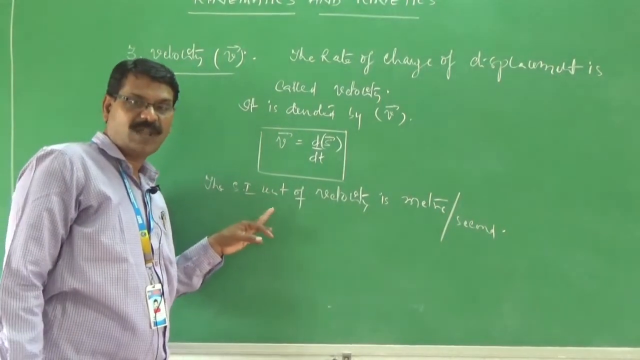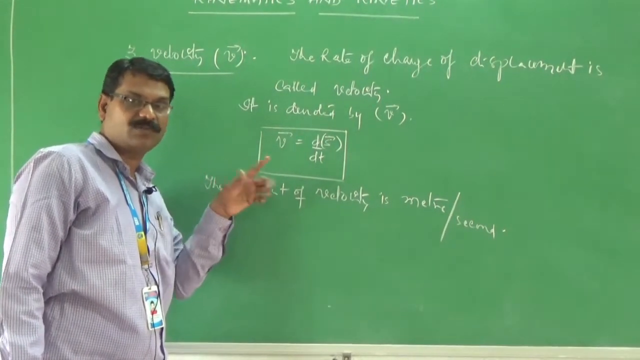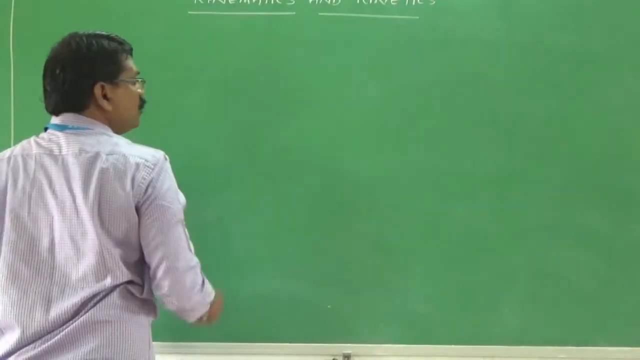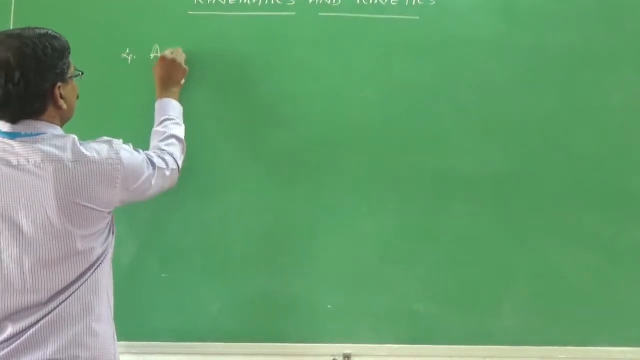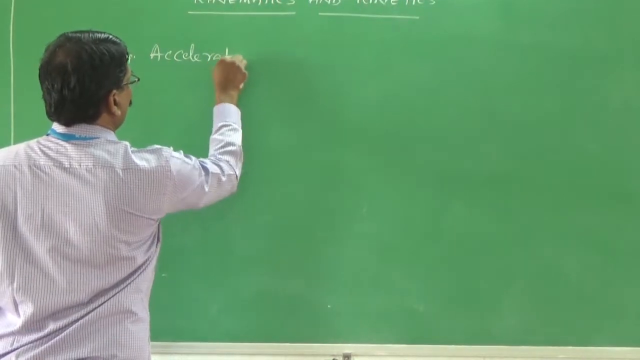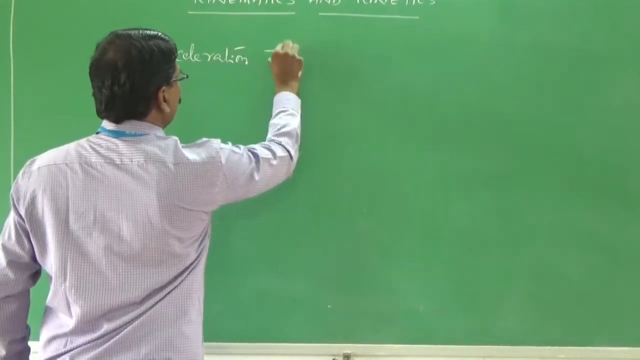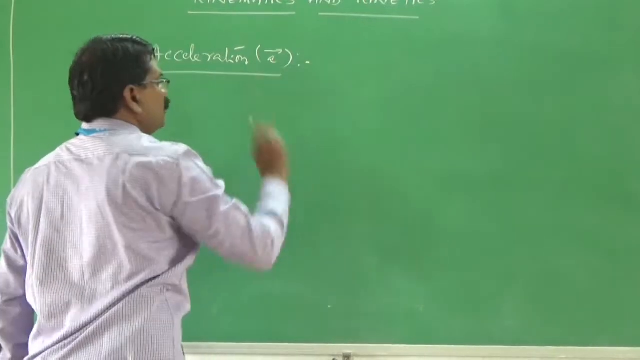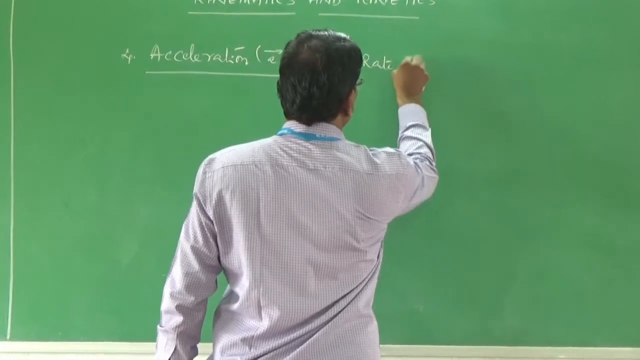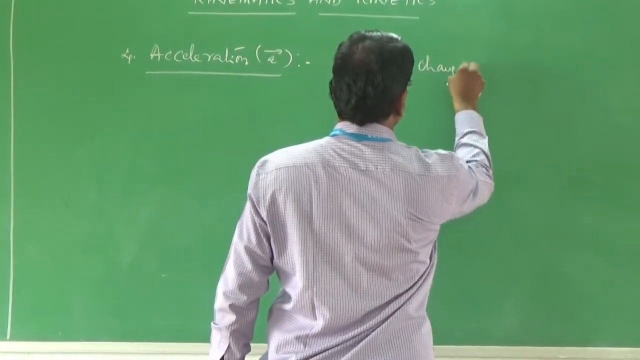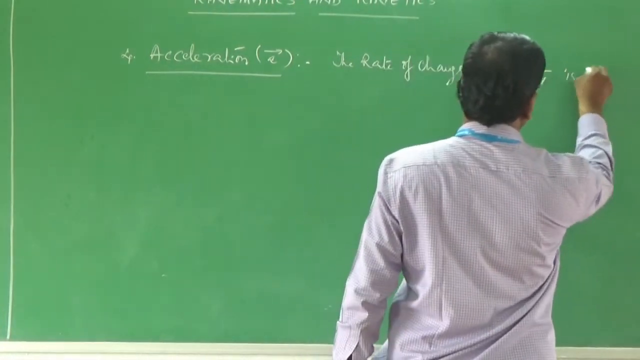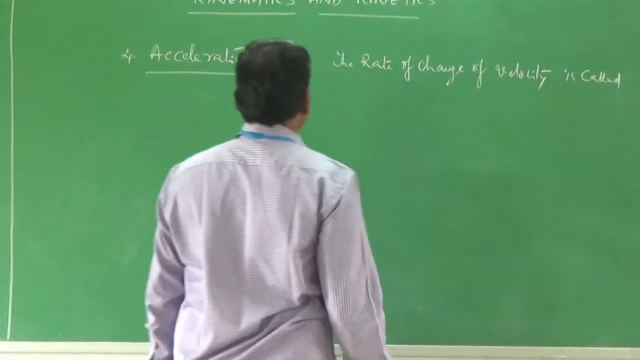Now, based on this velocity, we are going to define one more definition, which is called acceleration. Let us see this. The fourth definition is acceleration. It is denoted by A bar. It is defined as the rate of change of velocity is called acceleration.